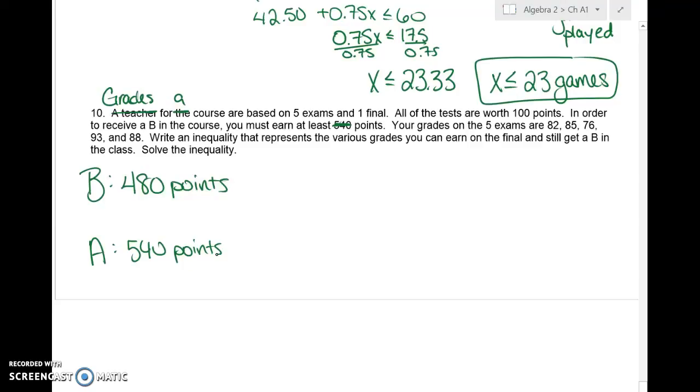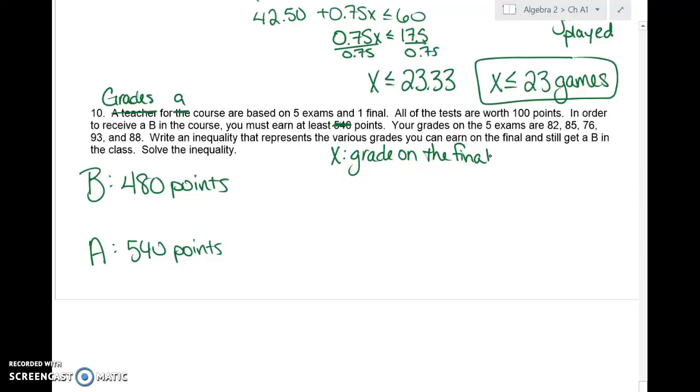Write an inequality that represents the various grades you can earn on the final to still get a B in the class based on how we changed it. Then we're going to figure out what grade we would have to get in order to receive an A in the class. So let's use X representing your grade on the final, or number of points on the final, or however you want to word that. Do you think you know what to do?